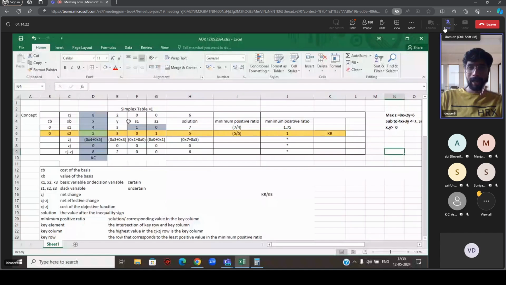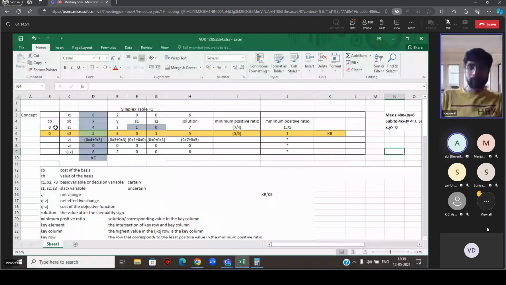So this is the standard form of simplex table. I think by now you should have understood. See, this is the standard form of simplex table. CB, XB, X, Y, S1, S2, solution, minimum positive ratio. Okay, right. This is the standard. Then in the first simplex table, the slack variable should always enter. Okay, so S1 and S2. So for slack variables, the values will always be set to 0 and 0.